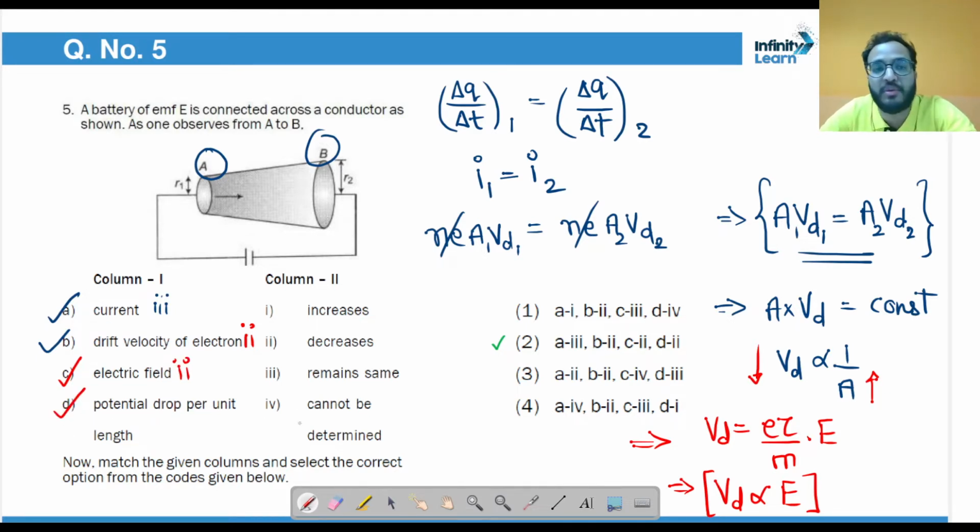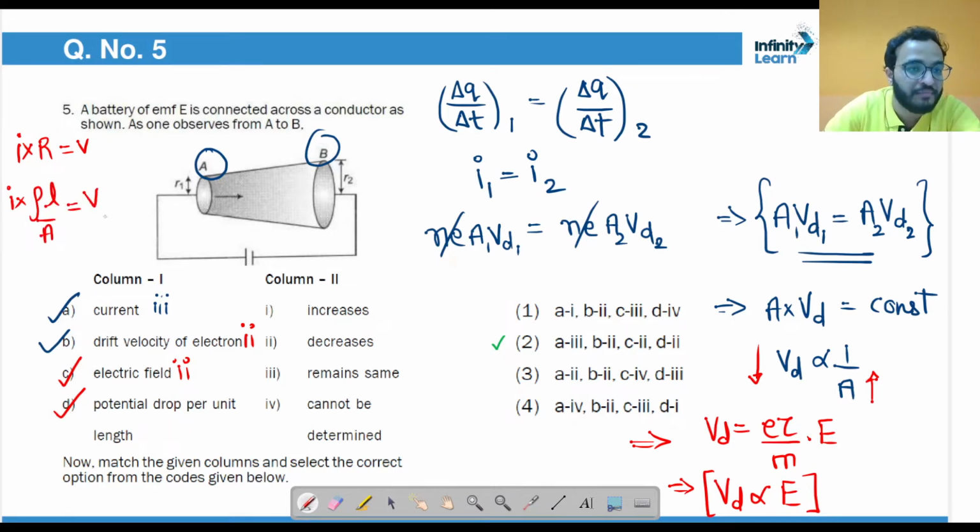Now, potential drop per unit length. This is a little bit interesting. See, what is potential drop? We say that I into R is equal to V. Now I into rho L by A is equal to V. So from here we can say that I into rho upon area is equal to V by L.